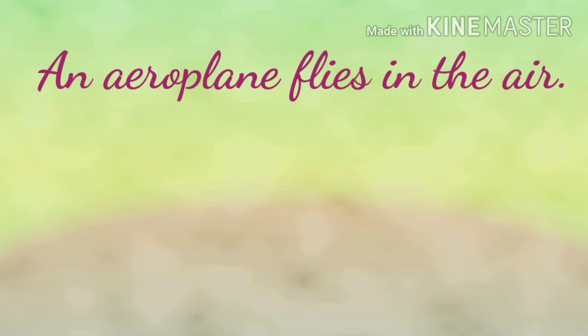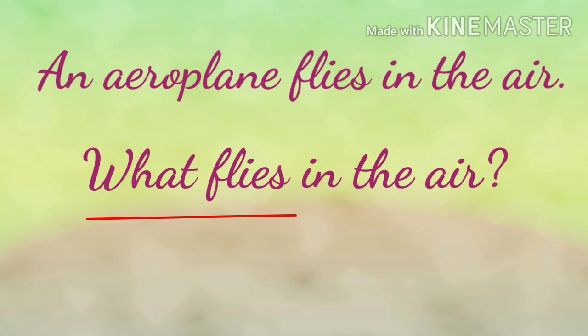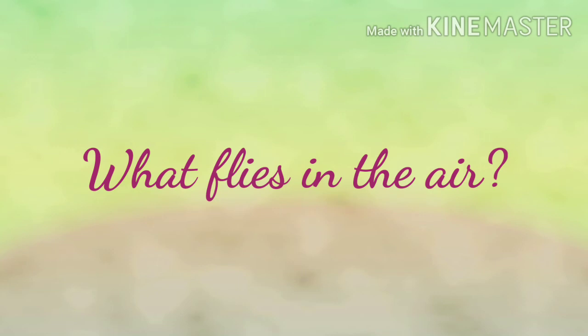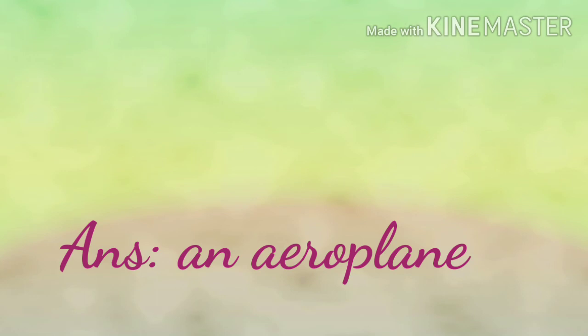Then, an aeroplane flies in the air. Here also we want to find out the subject. First we want to identify the verb. Which is the verb here? Flies. Then taking the verb and asking the question who or what. Then what is the question? What flies in the air? So we will get one answer. Which is the answer? An aeroplane. Then aeroplane is the subject. Okay.